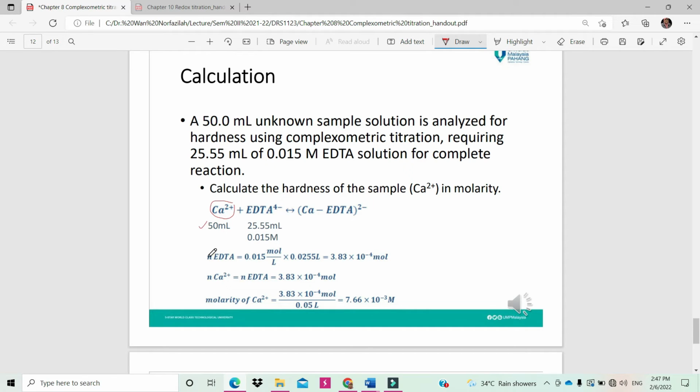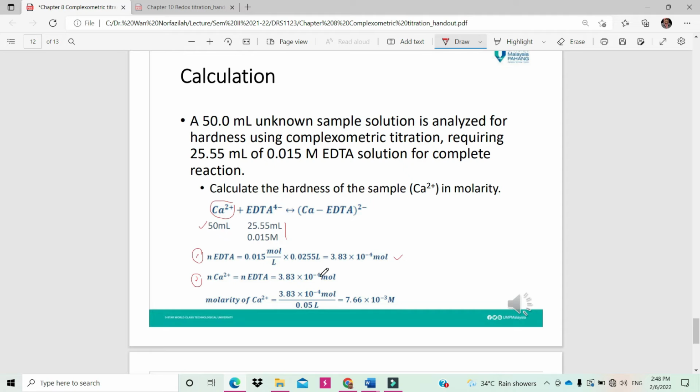Okay. So first what you need to do, similar to previous chapters for precipitation titration, the first one we need to calculate the number of mole. In this case, the information given is for EDTA. So we can calculate the number of mole for EDTA. After we get the number of mole for EDTA, we can now calculate the number of mole for calcium ion based on the chemical formula given. In this chemical formula, we know that 1 mole of calcium reacts with 1 mole of EDTA. So the number of mole will be the same.